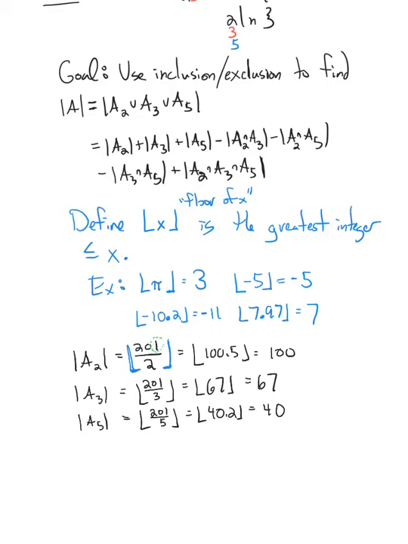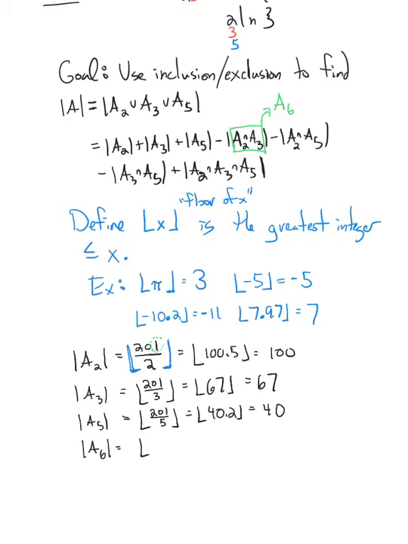Now let's think about this for a second. I want to go back up here. The intersection of A2 and A3, well, it needs to be a number that's divisible by 2 and divisible by 3. So numbers that are divisible by 2 and divisible by 3 are divisible by 6. That's kind of the definition of divisible by 6. So we need to figure out the cardinality of this A6.